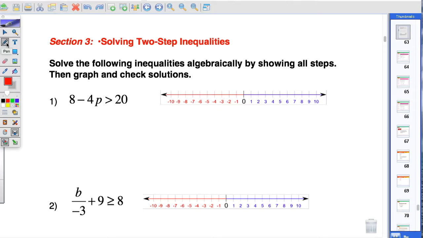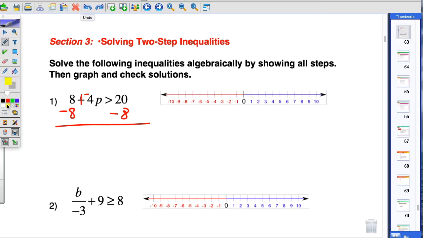Since the variable is the second term, we're going to change subtraction to add the opposite. So we are going to subtract 8 from both sides of the inequality. We're left with negative 4p greater than 20 minus 8, which is 12. Now we're down to a one-step inequality. We need to get the p by itself.